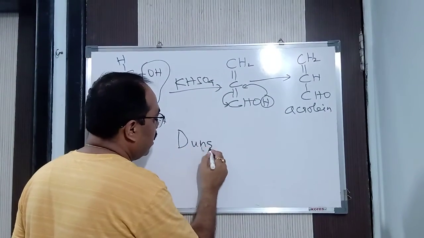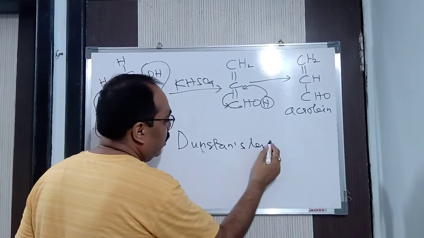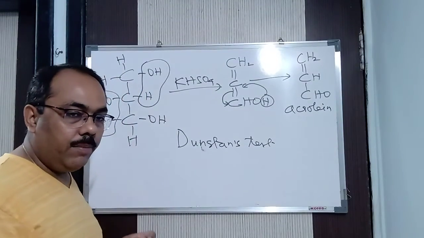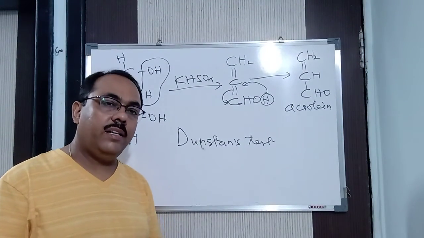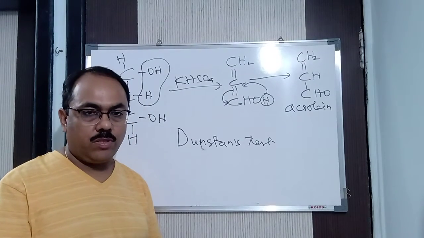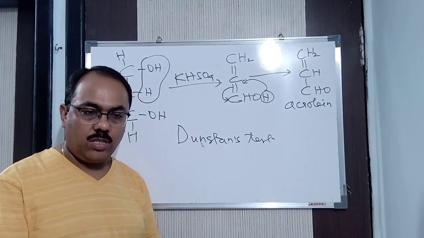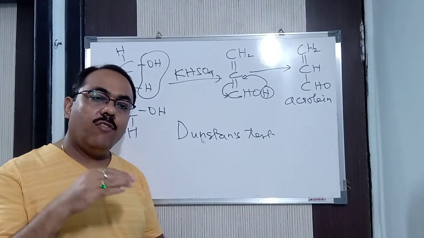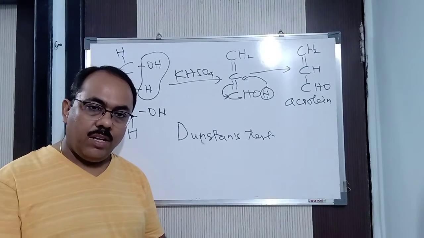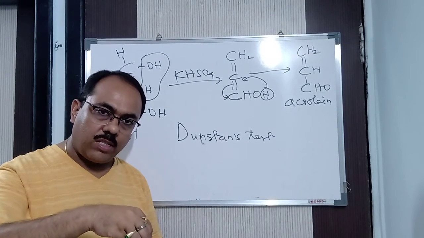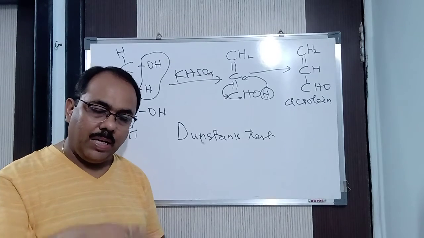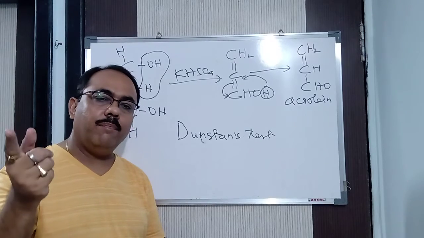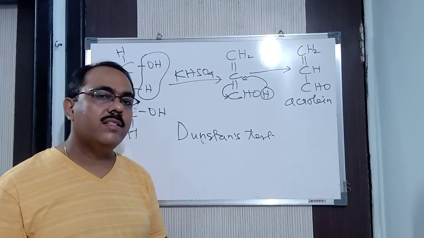Now what is this Dunstan's test? In Dunstan's test, listen carefully, I will take a test tube where I will add a few drops of phenolphthalein. Then I will add borax solution into it, Na2B4O7. Then you will find that it will become pink in color. Now when I add a few drops of glycerol to it, the pink color will get decolorized. But if I heat this solution, again it will become pink. But if I cool it again, it gets decolorized.